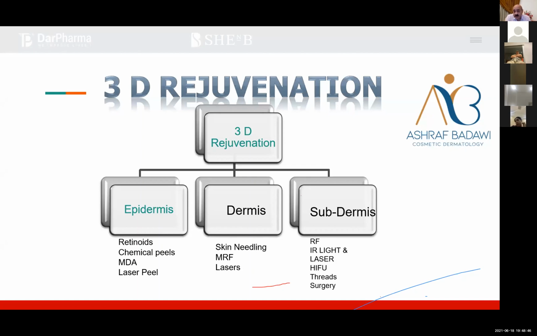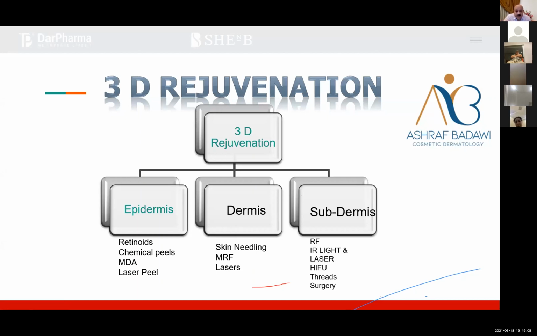Then we need, in some cases, if there is skin laxity, to tackle the subdermis as well. And the tools to tighten the skin might be radiofrequency, infrared light and lasers, the HIFU, the threads, and surgery. All those are different tools to improve skin laxity.